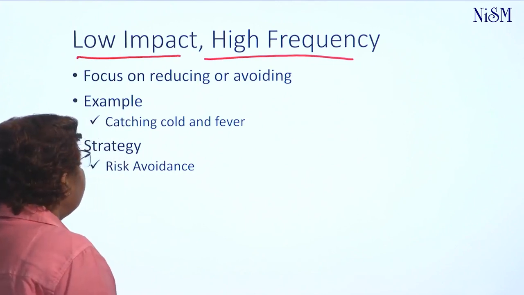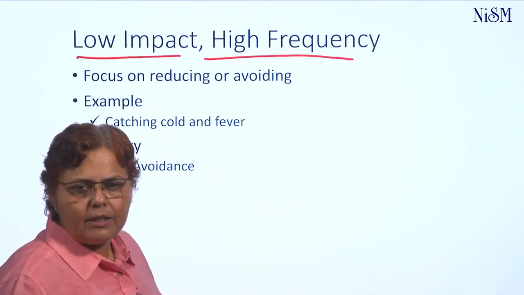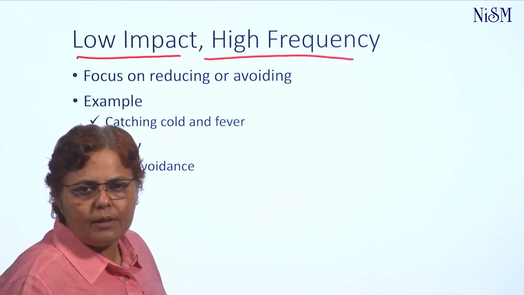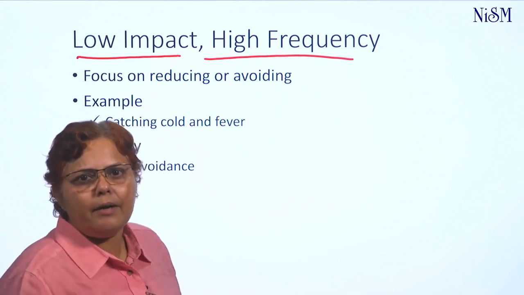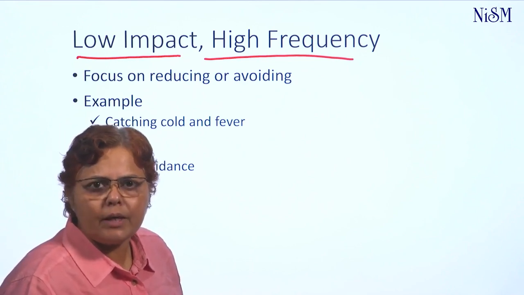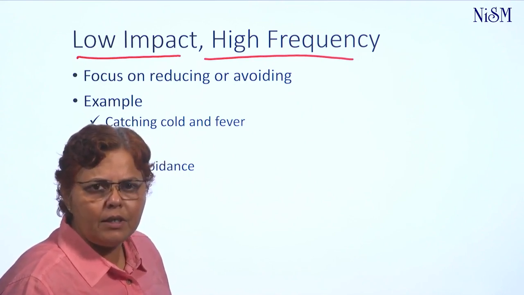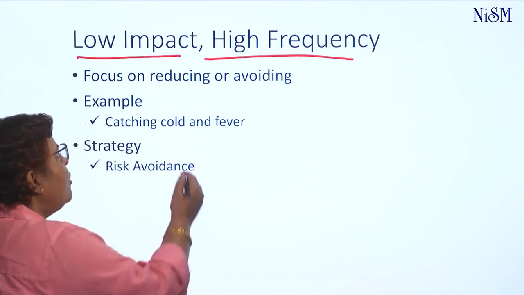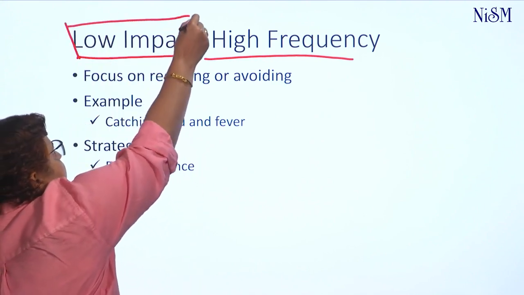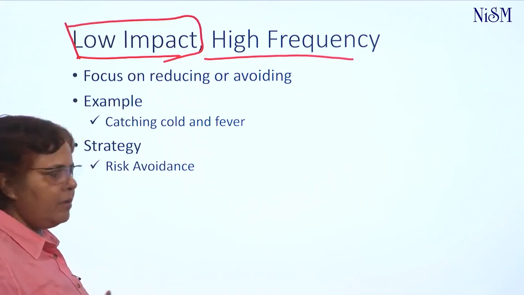This is our day-to-day activities. Catching cold and flu is what I am reporting here. Or any day-to-day expenses while going. I misplaced my purse somewhere. These are low impact. It can happen. High frequency also, right? But there is no need for an insurance. Why? Because the impact is low.